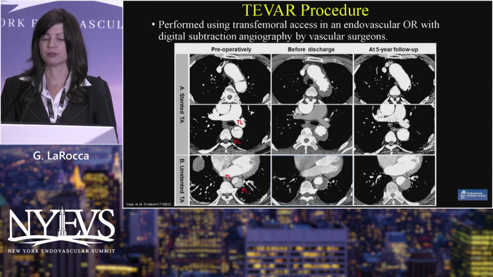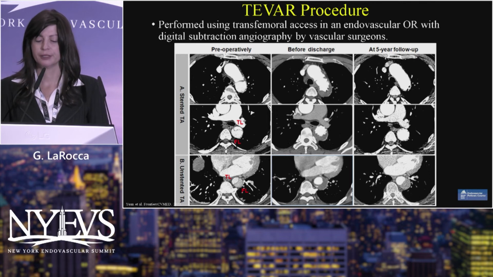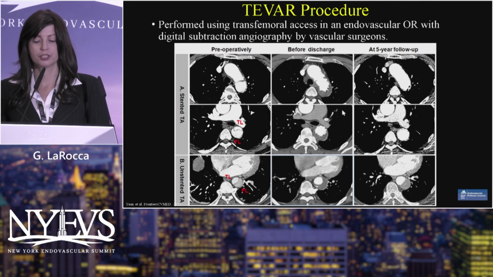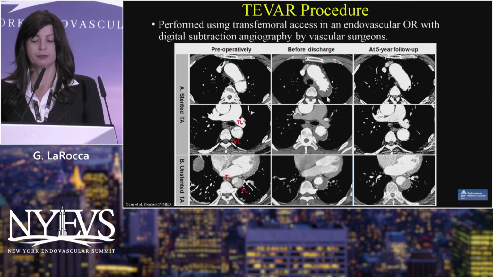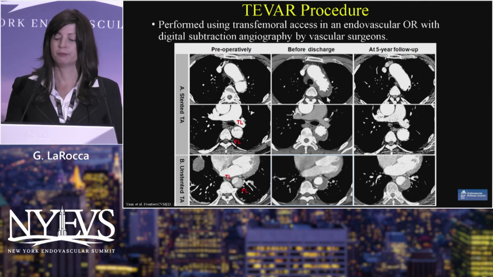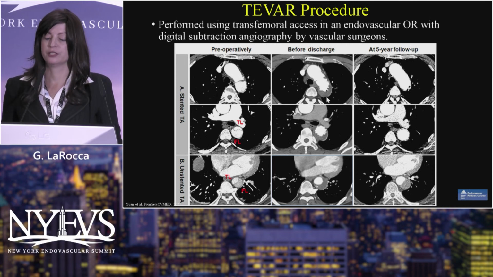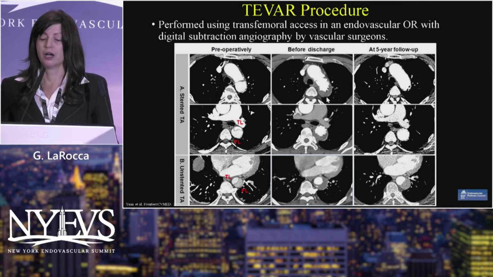In one publication recently, again, you just look preoperatively in the proximal descending thoracic aorta with the dissection flap, and then immediately post-TEVAR, you could see resolution of that dissection flap with some thrombosis within the stent. But then at 5-year follow-up is complete favorable aortic remodeling.